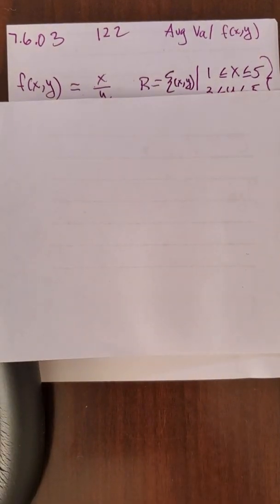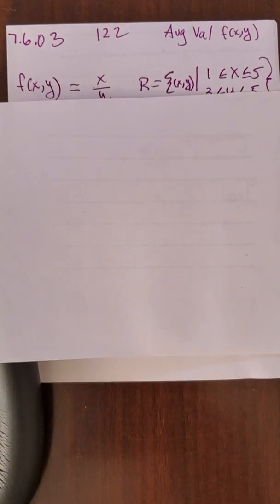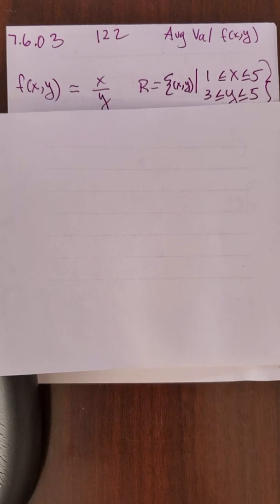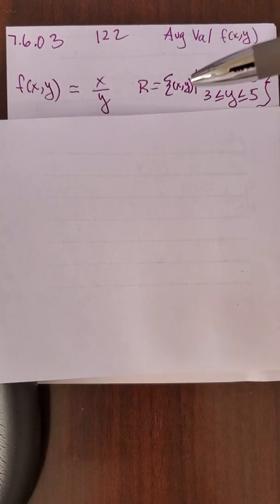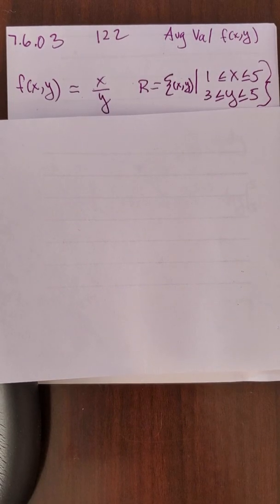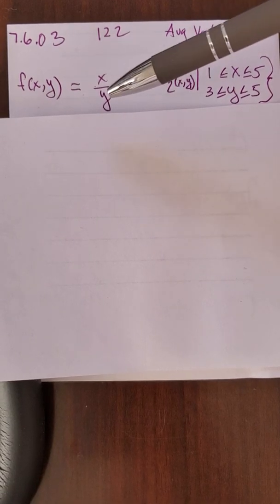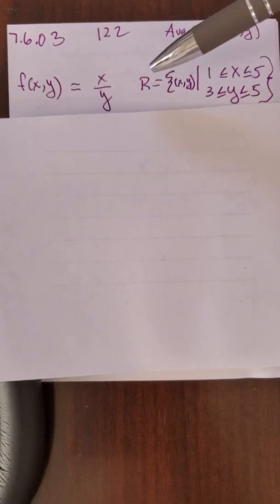Now we're looking at average value. You've done average value with one variable. Now we're doing average value of a multivariable function. So f of x comma y is x over y. And I want to find the average value that this function takes on over all the points in this region.